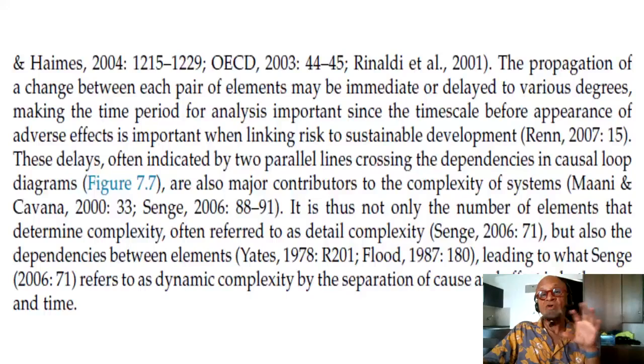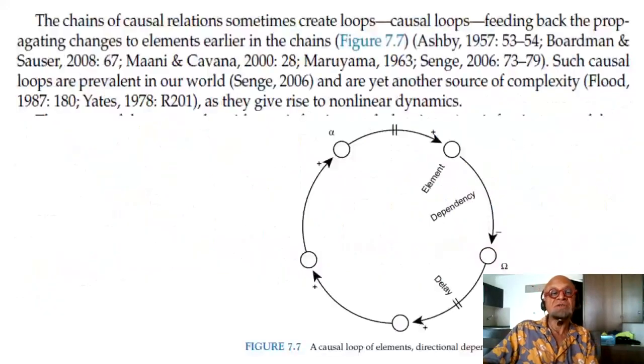Monsoon is being affected by all these things which are far away, and it's not always an instantaneous connection. Chains of causal relations sometimes create loops, so-called causal loops, feeding back to propagate changes to elements earlier in the chains. So we will see that also. Such causal loops are prevalent in our world and are yet another source of complexity, as they give rise to non-linear diagrams.